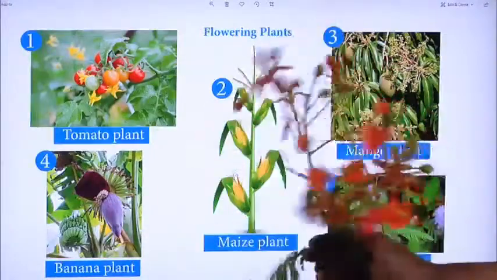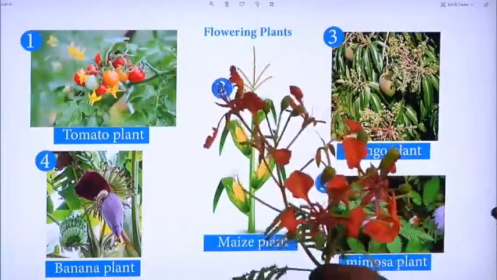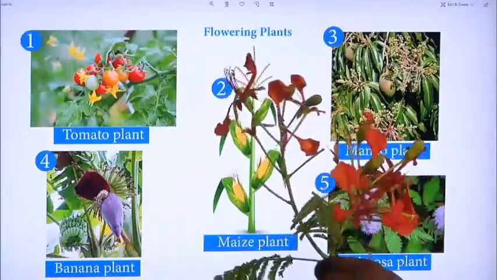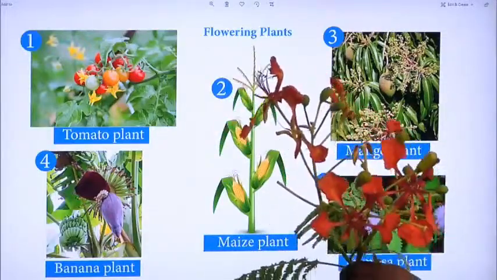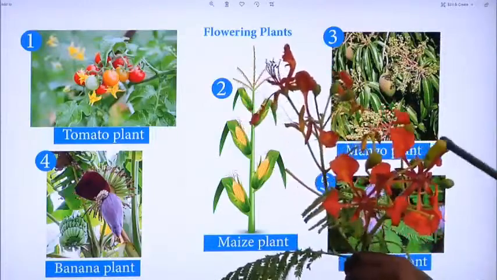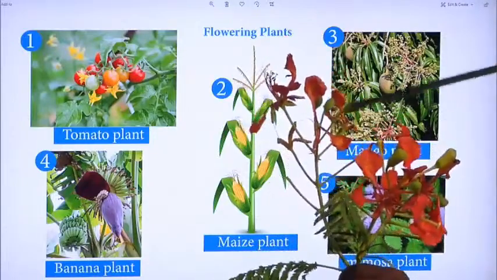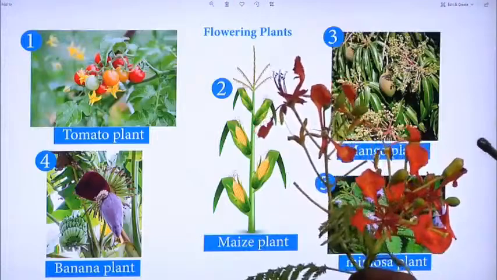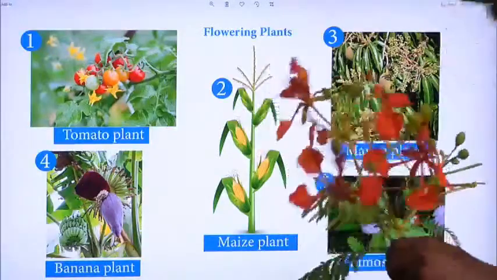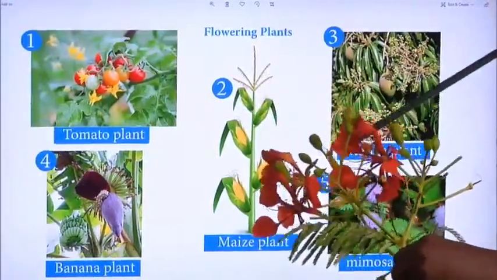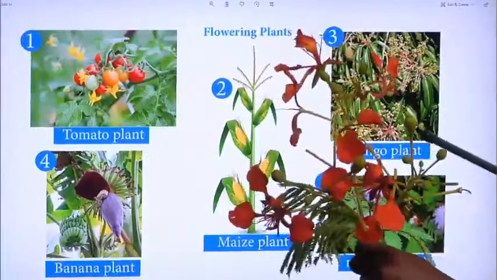Let us look at this plant. I just plucked it when I was coming from my house. Look at this plant. It also has flowers. Look at the flowers. What color is the flowers? Red. But when we turn it, you see yellow. Good. I hope you can see this one also.